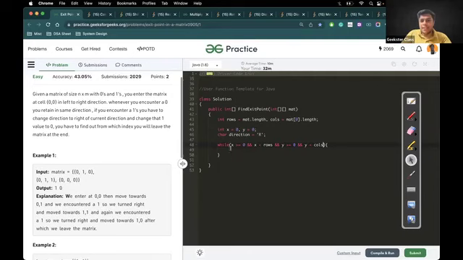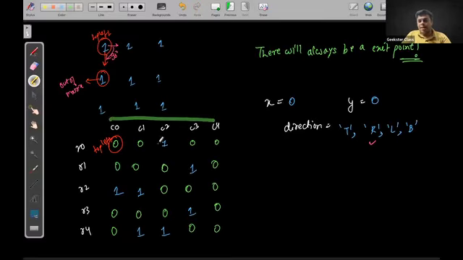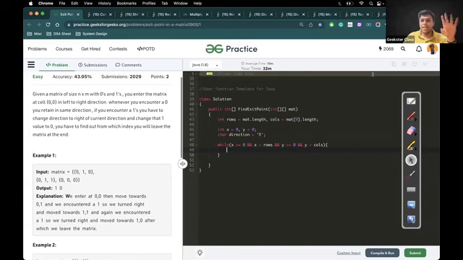What is the condition when we become out of the matrix? या तो x -1 हो जाए तो हम मैट्रिक्स के बाहर हैं, या x जब रोज के बराबर हो जाए तो हम मैट्रिक्स के बाहर हैं, जब कॉलम -1 हो जाए या जब कॉलम 5 हो जाए तो हम मैट्रिक्स के बाहर हैं. Either we are crossing the top wall, or the right wall, or the left wall, or the bottom wall. Any one of the conditions is true, so we are out of the matrix.